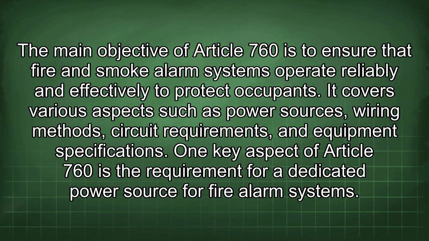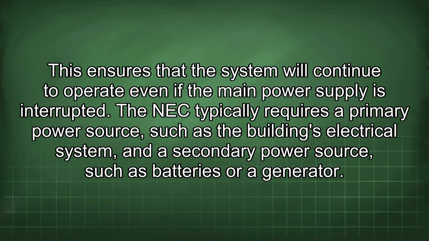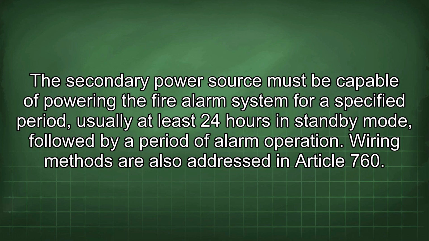One key aspect of Article 760 is the requirement for a dedicated power source for fire alarm systems. This ensures that the system will continue to operate even if the main power supply is interrupted. The NEC typically requires a primary power source, such as the building's electrical system, and a secondary power source, such as batteries or a generator. The secondary power source must be capable of powering the fire alarm system for a specified period, usually at least 24 hours in standby mode, followed by a period of alarm operation.